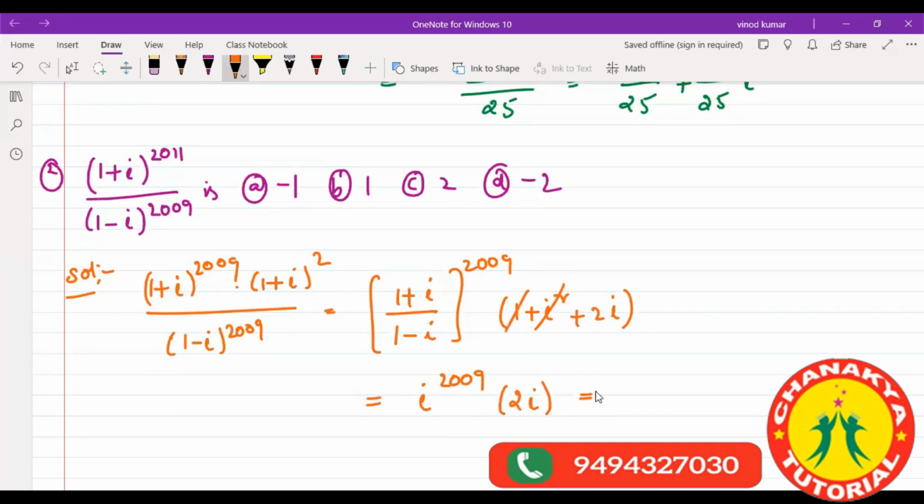i power 2009 can be written as i to the power 2008 into i into 2i. i power 2008 can be written as (i square) whole to the power 1004 into 2 i square. I square value is minus 1, so (minus 1) power 1004, an even number, is plus 1. Plus 1 into minus 2, then that answer is minus 2. Yeah, you see that answer.